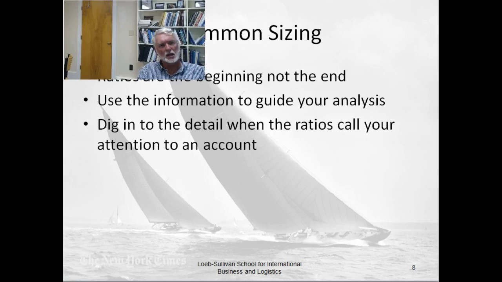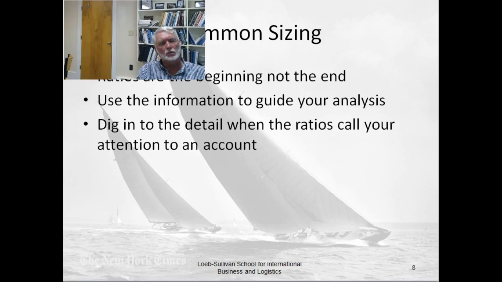Basically, when you're common sizing, you start out with the ratios and you use that information to guide your analysis. So it may be exception or trend analysis. If it's exception analysis, when you see something weird or a change, when a ratio calls your attention to an account because of change, because of exception, because of its sheer size or its trend, then you dig in and figure out what's going on. Common sizing won't tell you what's going on, but it will direct your attention to areas that you may want to look at.